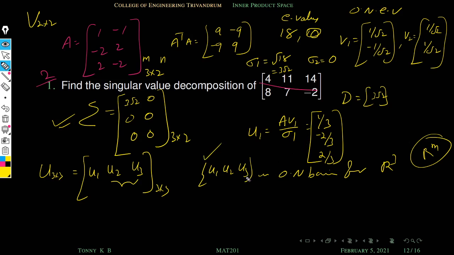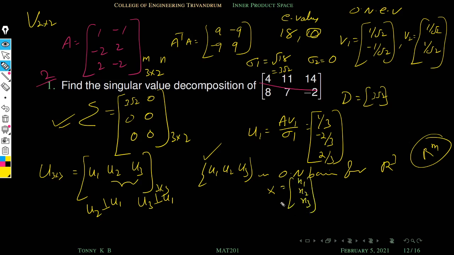Then how to construct U2 and U3? What is the property of U2 and U3? U2 should be perpendicular to U1, and U3 also perpendicular to U1. Because it is orthonormal, all the vectors are mutually perpendicular. That means we have to construct a vector X, let it be like this: x1, x2, x3.